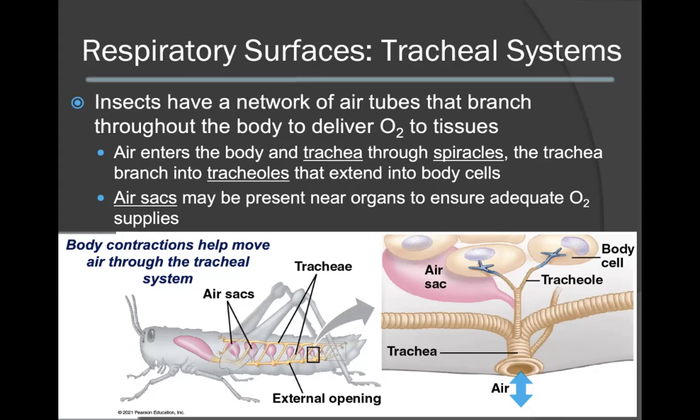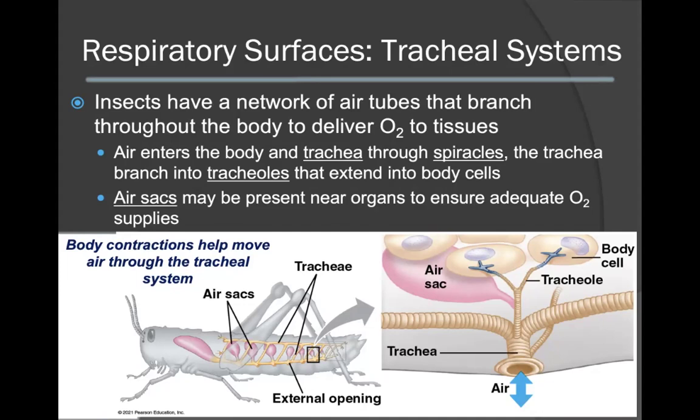We're now going to examine the tracheal system. Insects will have a network of air tubes that branch throughout their body to help deliver oxygen to all body tissues. Air will enter into the body and trachea through spiracles that will open and close to control the amount of air exchanged. Once the air enters, the trachea will then branch into tracheoles.